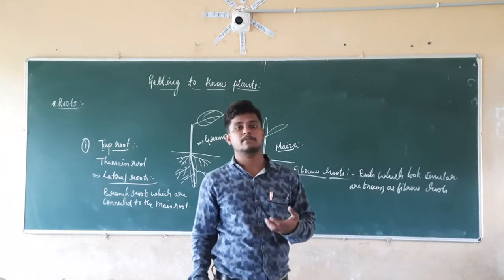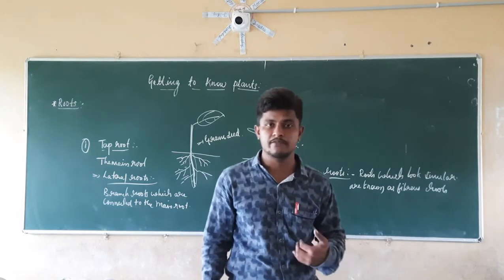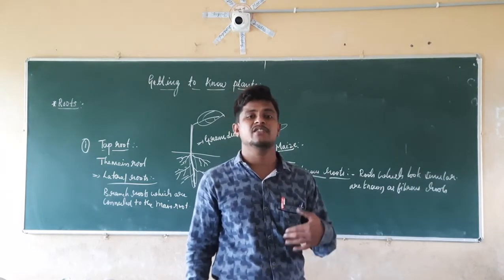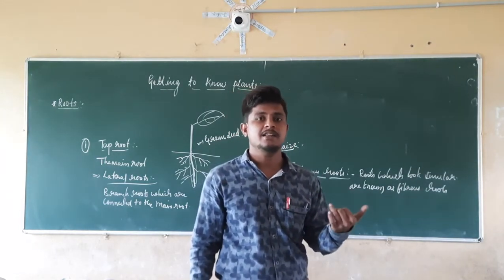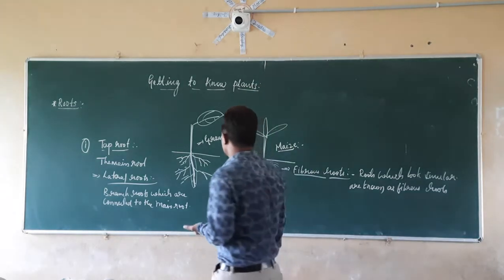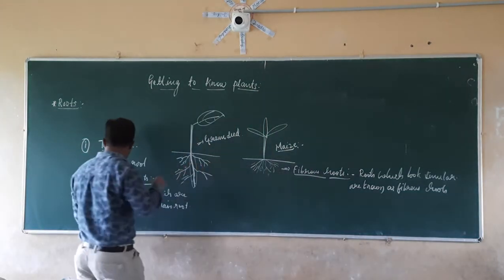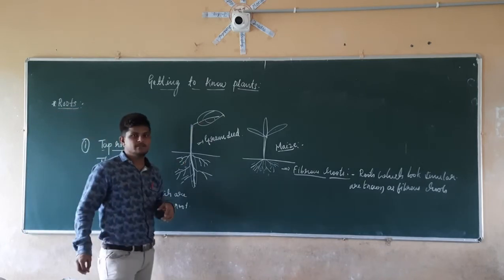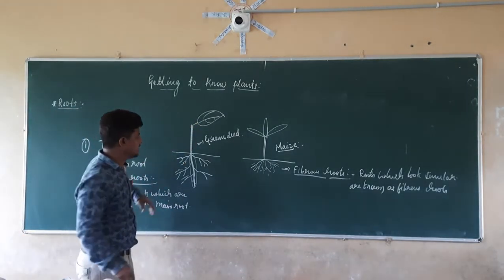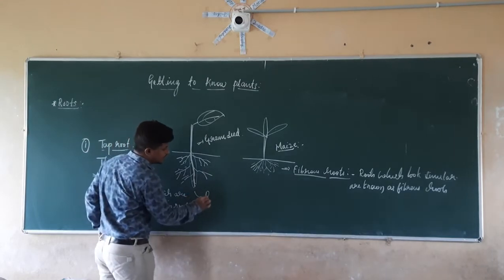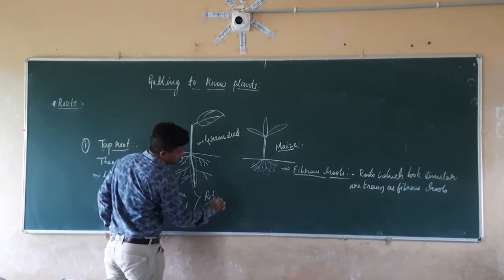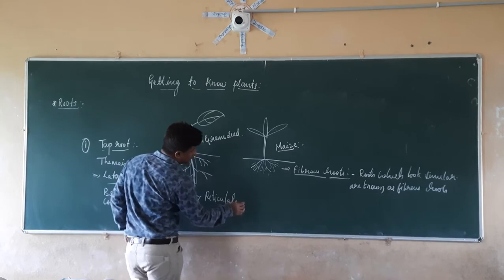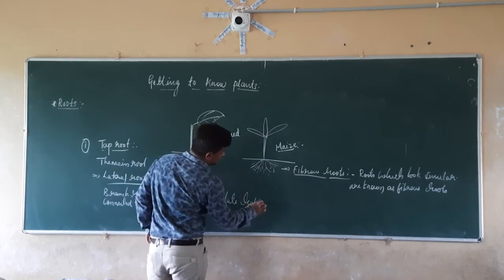There are two types of leaf venation. One is the reticulate leaf venation. The second one is the parallel leaf venation. If we check in the taproot, we are going to see the reticulate venation. If you check here, we are going to see the reticulate leaf venation.